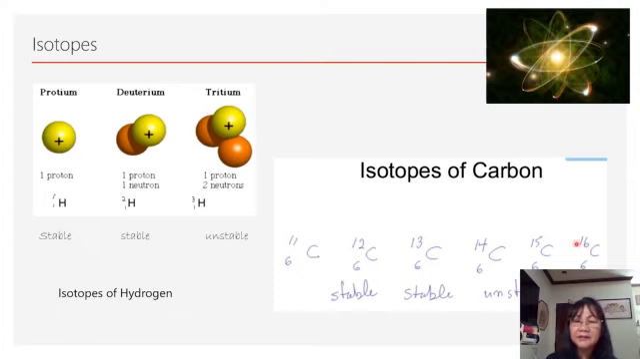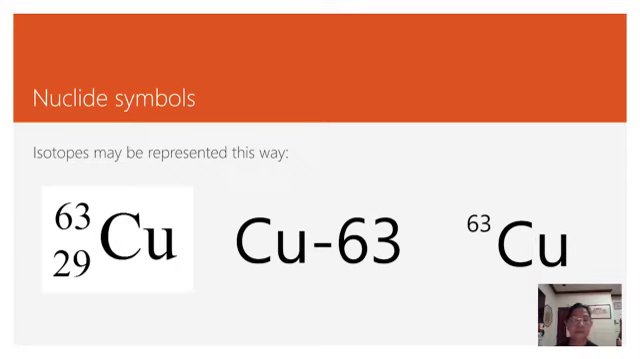Carbon 15 and carbon 16 are unstable as well. When we say an isotope is unstable, it means it is radioactive. Isotopes may also be represented this way. So these are all correct representations of isotopes. So whenever you encounter problems about representing daughter isotopes or parent isotopes in nuclear reactions, make sure that you have this information with them. So the mass number is very important.